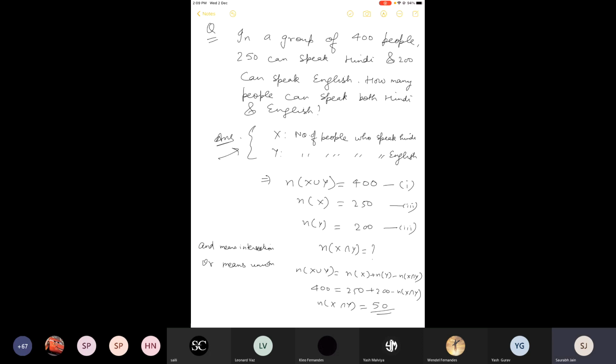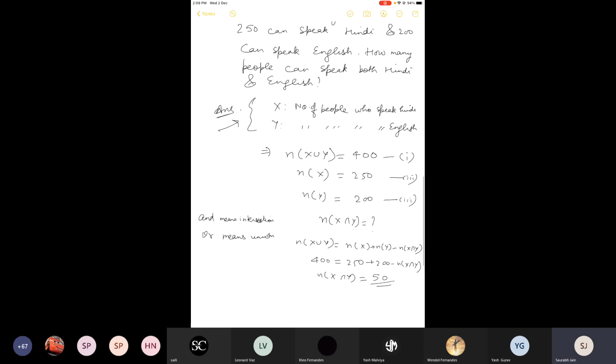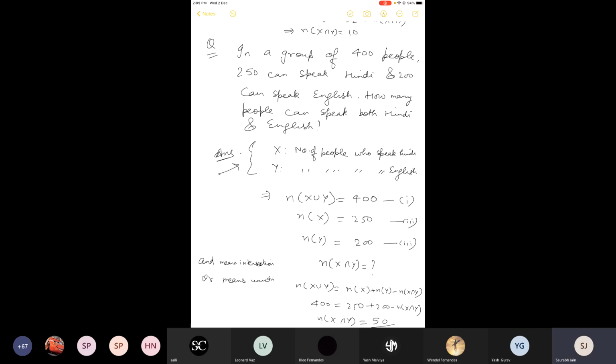Now you will find similar questions, just the language will be changed. Sometimes they give you a question like this: in a class, these many students play football, these many play cricket. Okay, how many of them play both? So this Hindi and English languages can be replaced by some sports, but it will be a similar question. Okay.